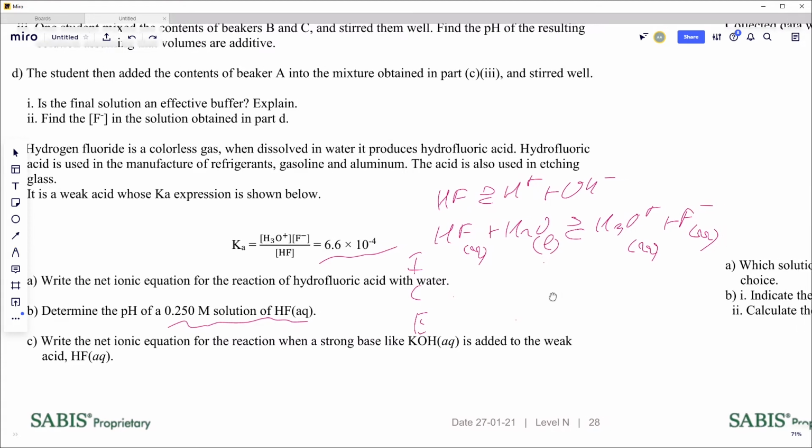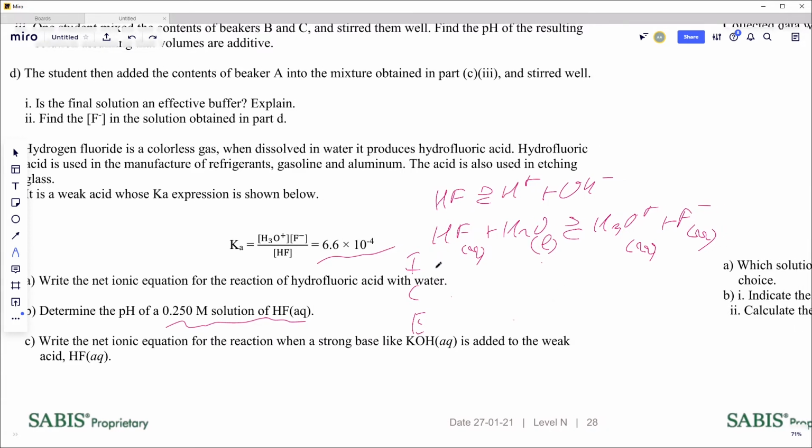So we're given the initial concentration of HF. Let's continue. So 0.25 for HF, 0 for H3O+ and 0 for F-. You're going to subtract x, and add x and add x. So you're going to have 0.25 minus x, x and x. And so the Ka is going to be x squared over 0.25 minus x, and we're given Ka as 6.6 times 10 to the minus 4.